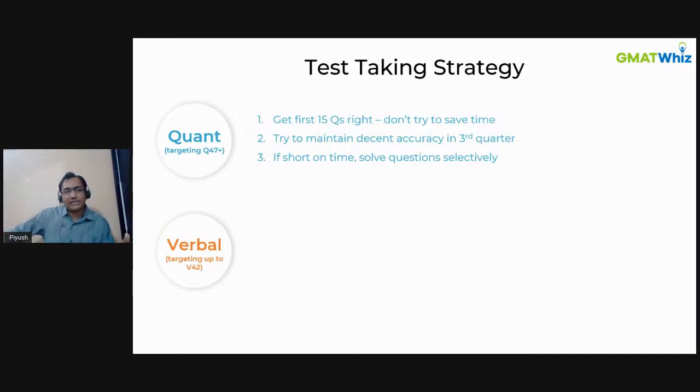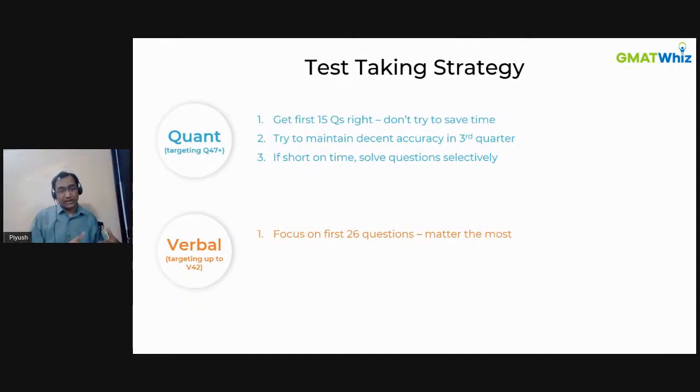You should try to maintain as high accuracy as possible. But if you're targeting up to a 42, which is generally a combination of 47 plus and 40 up to 42, that is generally good enough to score a 700, 710, 720 plus. So if you're targeting up to a 42 in verbal, I recommend you focus on the first 26 questions. Those questions matter the most. Nothing else matters more than it.